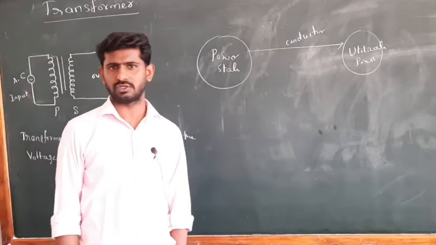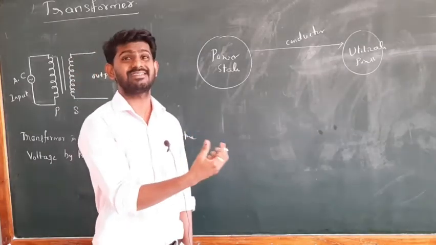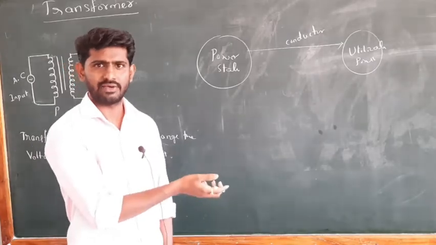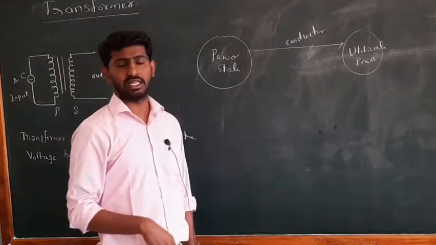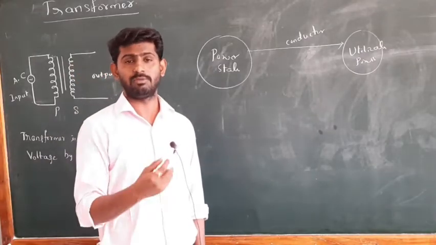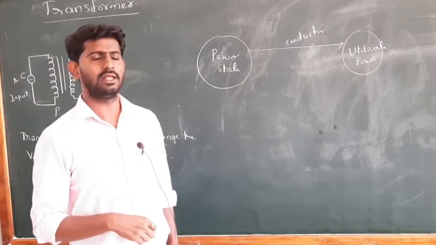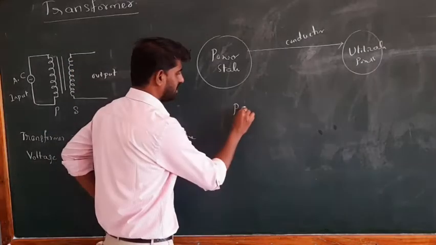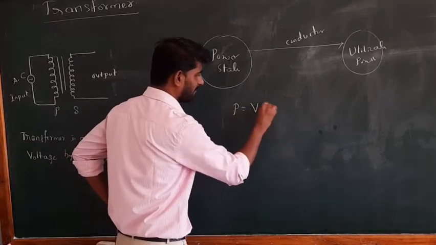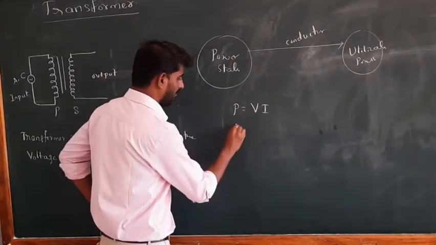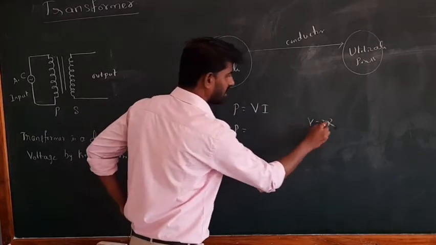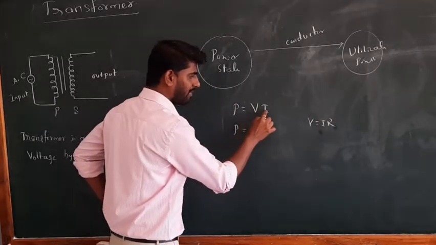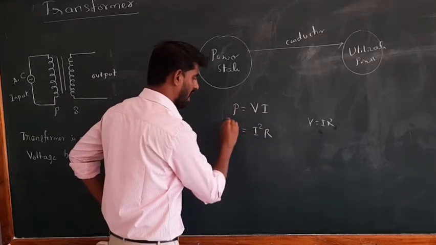It offers some opposition. Because of that opposition, meaning resistance, the conductor has some resistance. Because of the resistance there will be a loss of energy, a loss of power. So how do we write the power formula? P is equal to V into I, and V is equal to I into R, so substitute: I into I becomes I square into R.